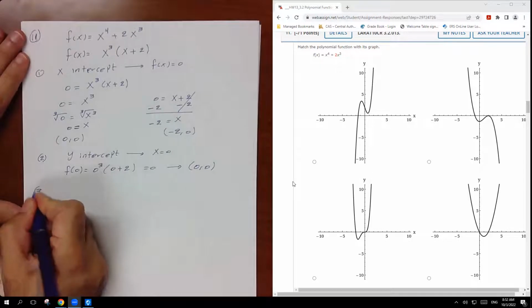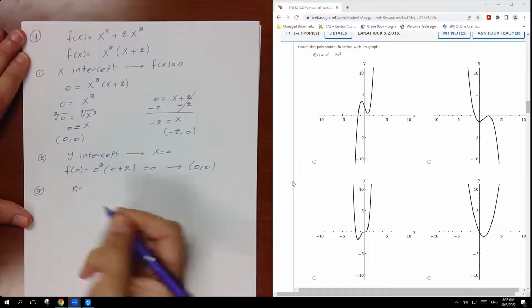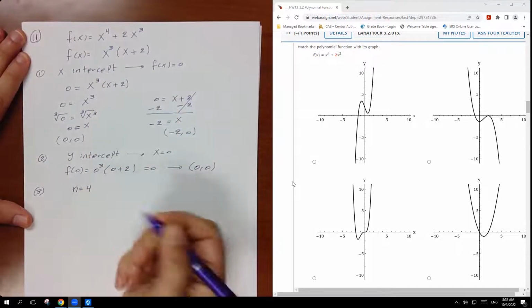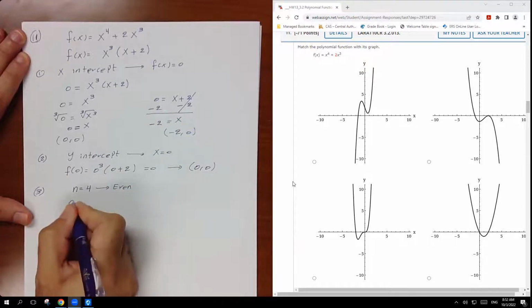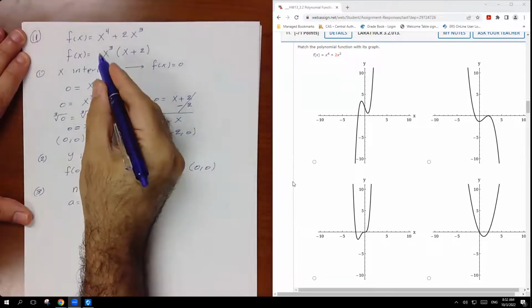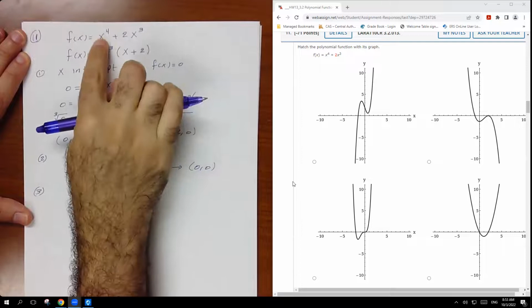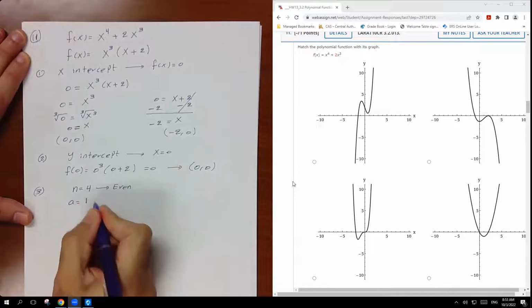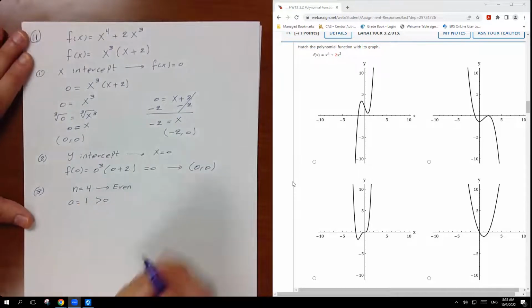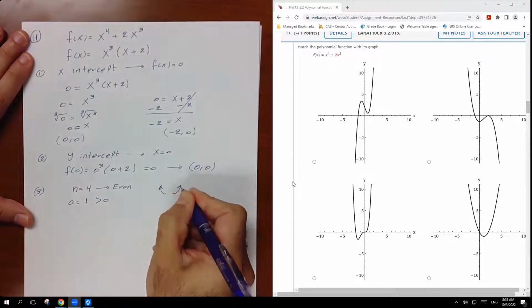Step 3, we're going to find the end behavior, which is the right and left behavior. The n equals 4, which is an even number. A equals the leading coefficient. Now, we're going to go to the standard form. Here, the leading coefficient is 1, not in the factored form, but in the standard form. The leading coefficient is 1, which is greater than 0. That means the end behavior of the graph on both sides is going up.